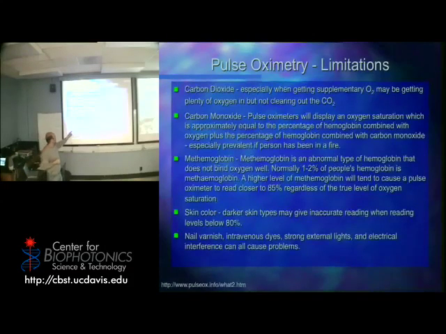Methemoglobin is an abnormal type of hemoglobin that does not bind oxygen well. Normally, 1 to 2% of people's hemoglobin is methemoglobin. A higher level will tend to cause a pulse oximeter to read closer to 85%, regardless of the true level of oxygen saturation. So you could go in, get this thing on, and it measures 85%. They think you're about to die. Everything gets brought up. The reason it's showing that is because you happen to have an abnormally high level of methemoglobin, which is a genetic condition.